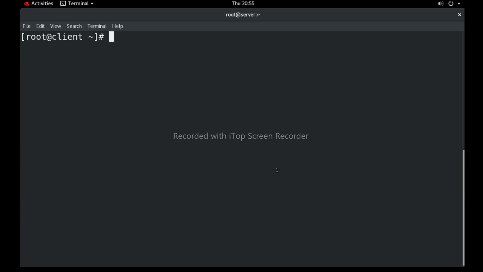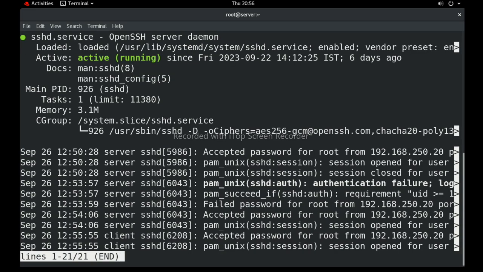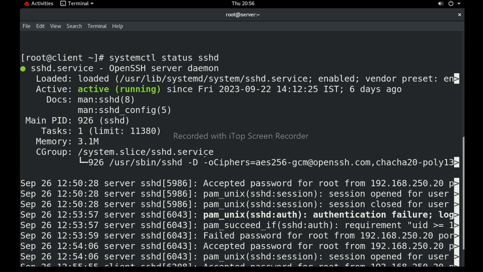In Linux environment, we can control and interact with the services by using the systemctl command. Using the systemctl command, we can check the status of a specific service through their daemon process. For example, in this case, as we check the status of the SSHD daemon, it shows that this particular service is currently active and it is in running state.